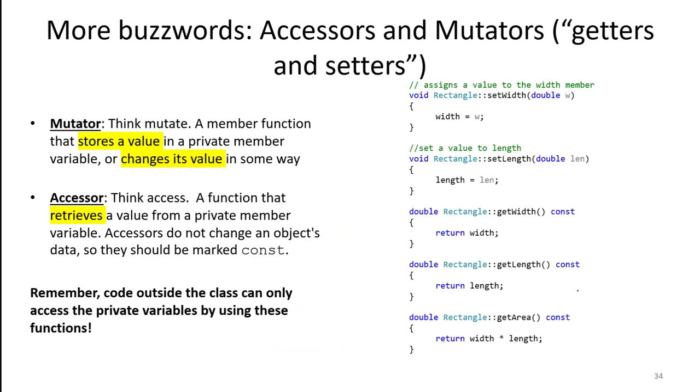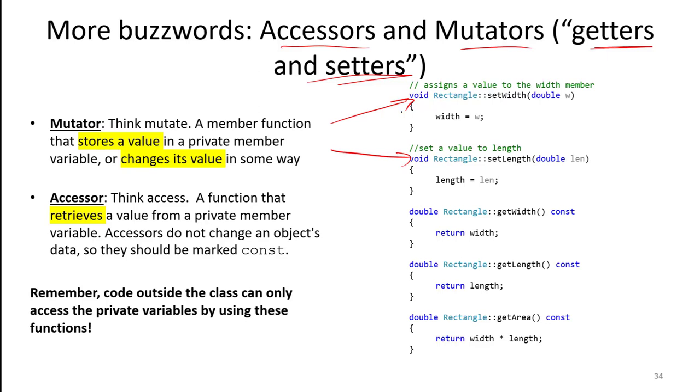One last thing to remember, those get and set functions we wrote, they're often called accessors and mutators, or getters and setters. These functions are very important because they allow us to access our private variables in a controlled way. The mutators are the set functions, set width and set length. These allow us to update a private member variable or change that private member variable to a new value.